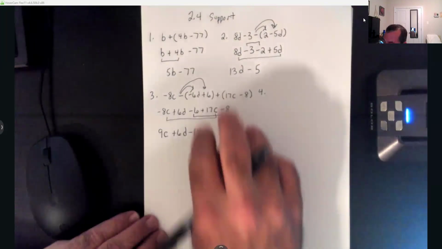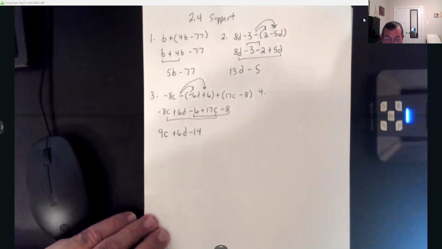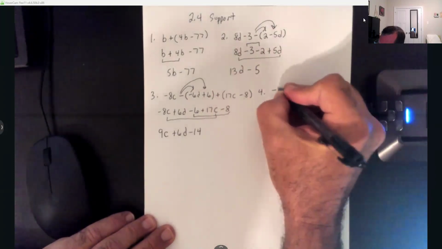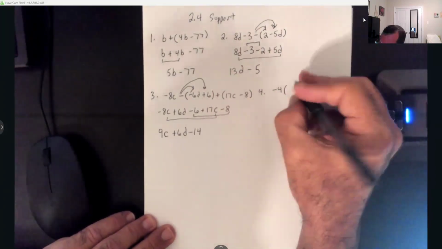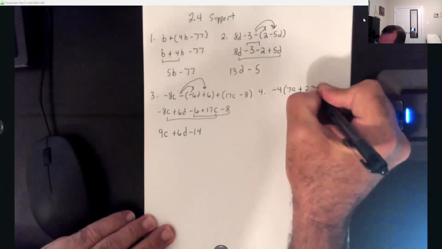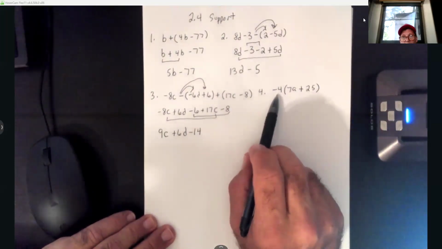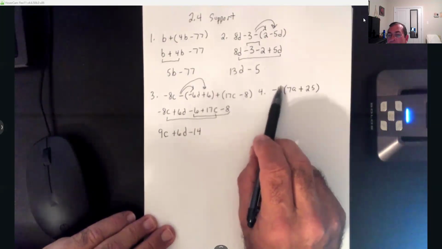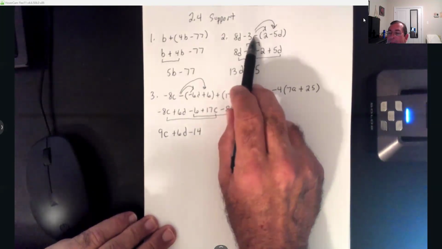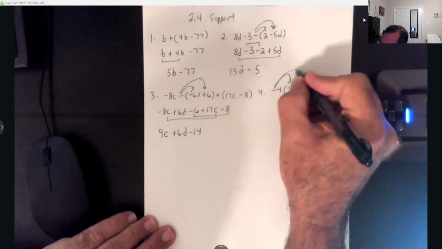Also, they started out working on the parentheses so that y'all could get used to it when you're subtracting those f of x's and g of x's. Number 4, they're going to practice you on your multiplying. Negative 4 times parentheses 7a plus 25. Now, here's the thing. When you distribute the sign and the number, just like you distribute these negatives up here, now you're distributing a negative 4 times both of these.